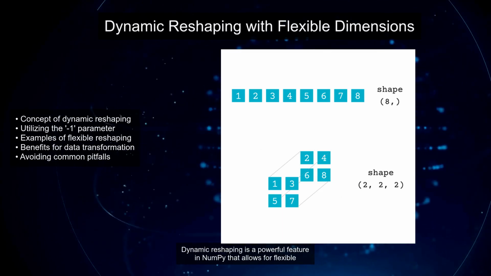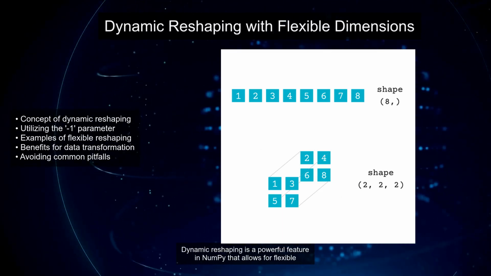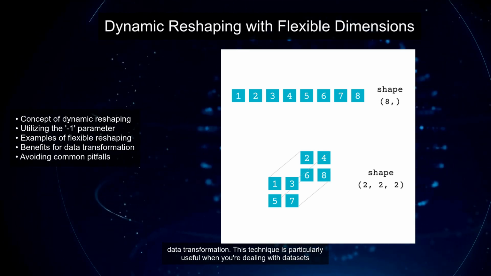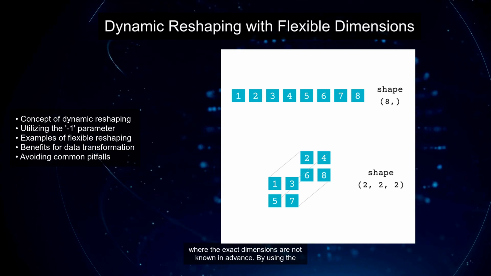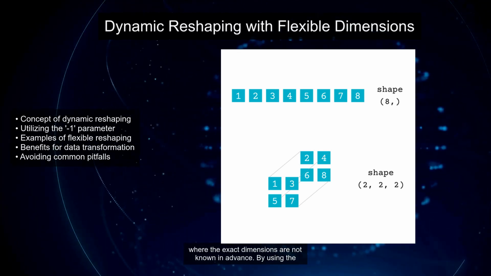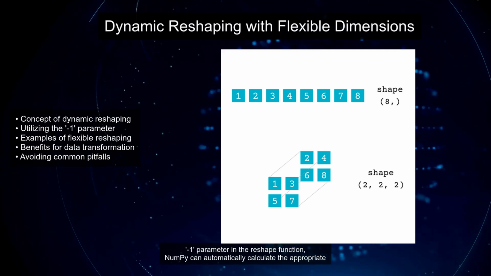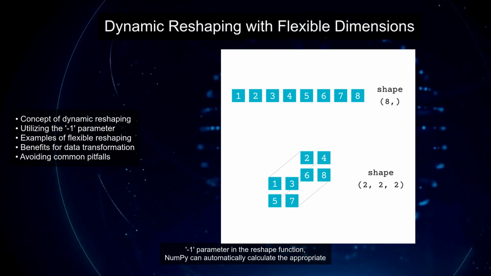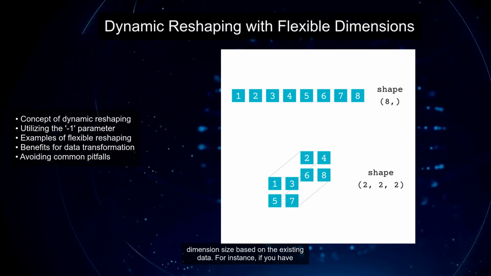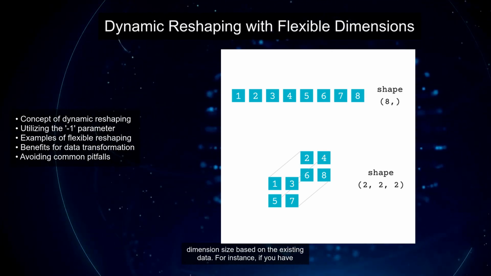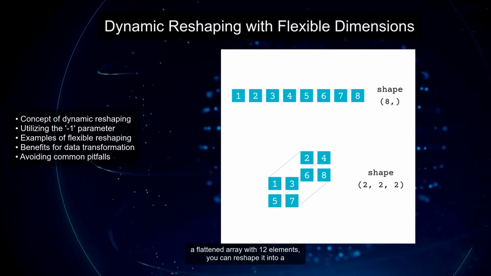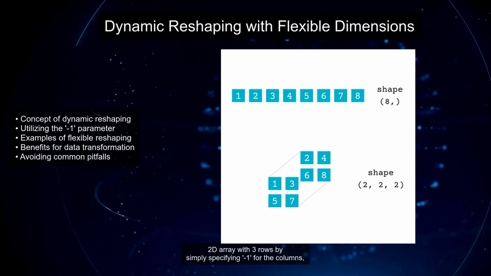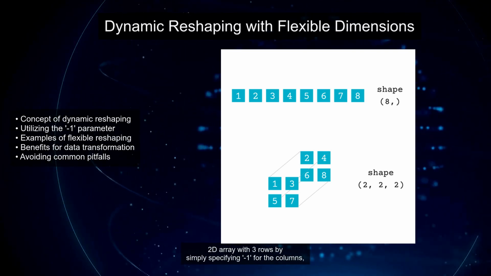Dynamic reshaping is a powerful feature in NumPy that allows for flexible data transformation. This technique is particularly useful when you're dealing with datasets where the exact dimensions are not known in advance. By using the -1 parameter in the reshape function, NumPy can automatically calculate the appropriate dimension size based on the existing data. For instance, if you have a flattened array with 12 elements, you can reshape it into a 2D array with 3 rows by simply specifying -1 for the columns, and NumPy will handle the rest.